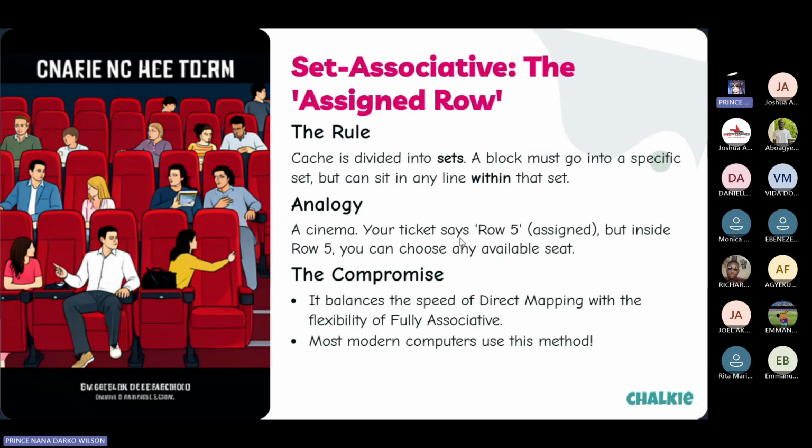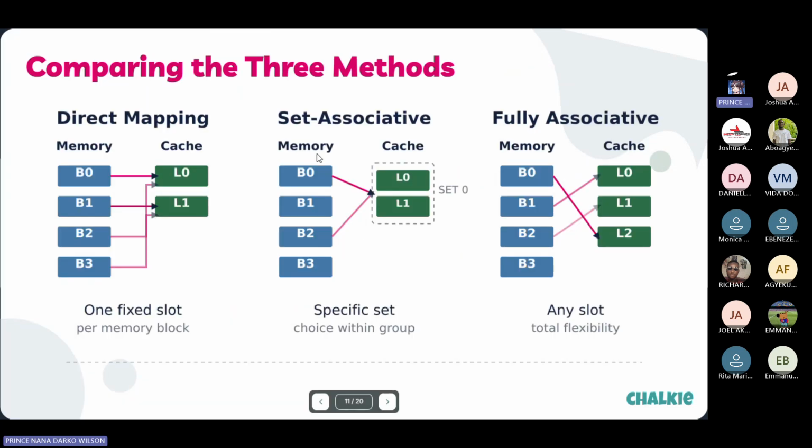The analogy is in a cinema, your ticket says row 5. When you go to row 5, which has been assigned to you, you can sit anywhere as long as you're sitting in row 5. So if seat A in row 5 is taken, you can use B. If B is taken, you can use C. So set associative is the best one that most modern computer systems use because it's very, very flexible. It balances the speed of direct mapping with the flexibility of fully associative. That's that. Right, so let's compare the three methods using a visual representation.